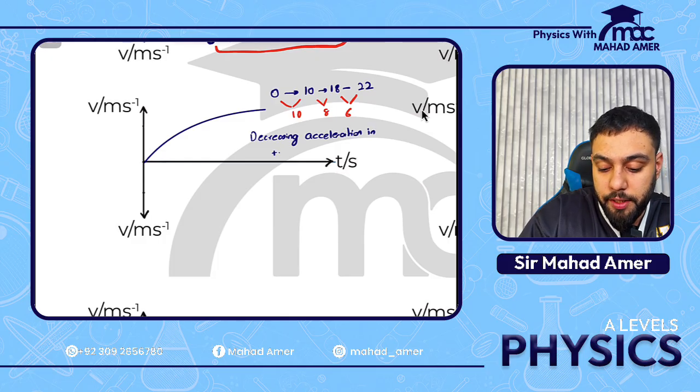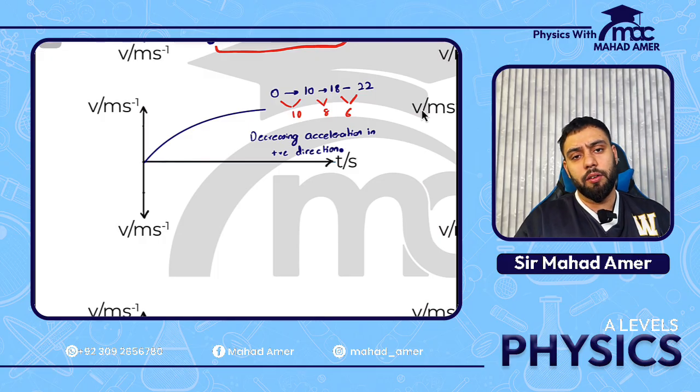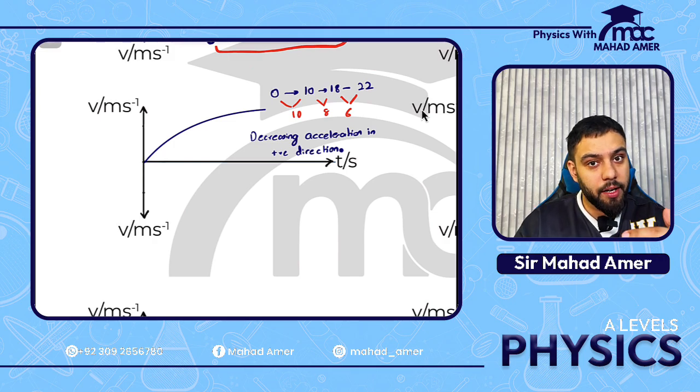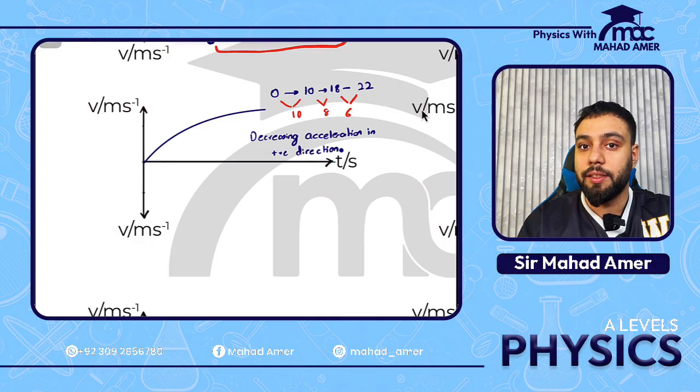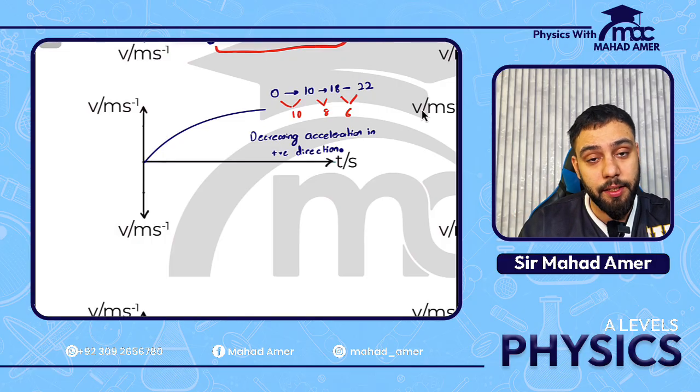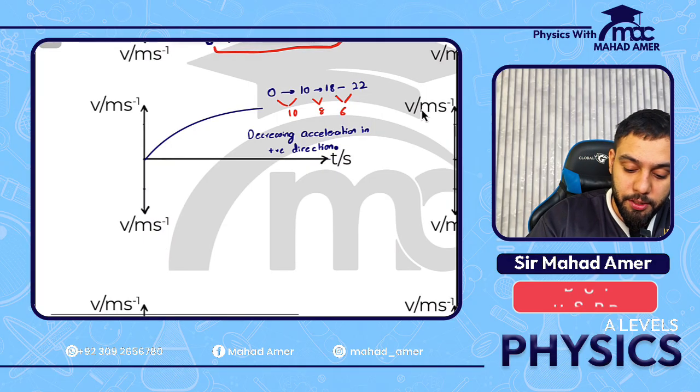So this is decreasing acceleration in the positive direction. Decreasing acceleration actually refers to your acceleration decreasing. Initially you were getting faster at a faster rate, but still you're getting faster, but the rate at which you're getting faster is decreasing. That's decreasing acceleration in a positive direction.